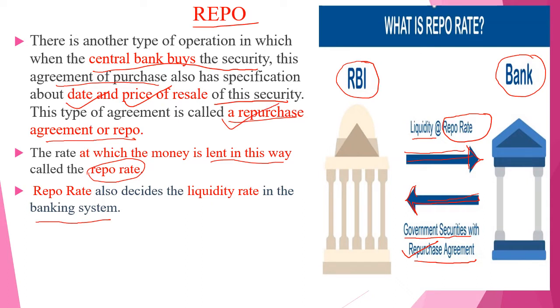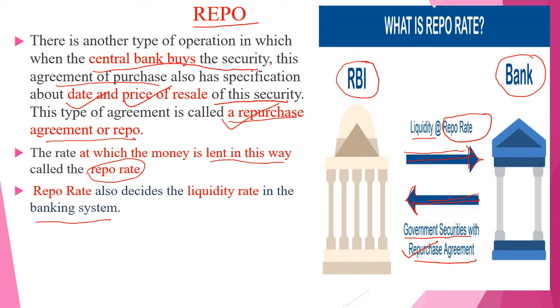Okay, here we can use two or three definitions. One thing: what is repo rate? Simply, you can say repo rate means the rate at which money is lent to commercial banks. What is repo? Repo means when the central bank buys government securities. When the central bank buys government securities, that means the central bank is giving money to commercial banks. And the rate at which the central bank gives money to commercial banks is called the repo rate.